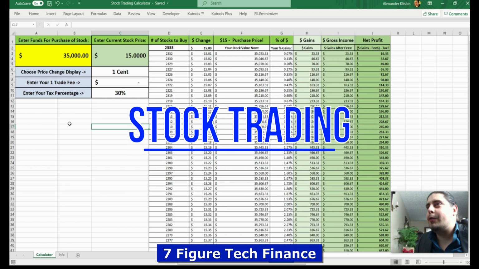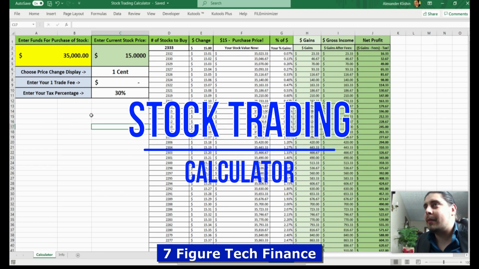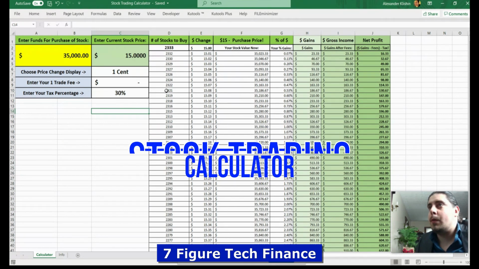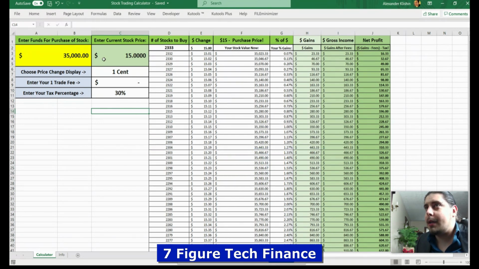Guys, I'm super excited to announce this custom advanced built Excel stock trading calculator that I developed myself with all the advanced formulas in order to allow me to understand which positions I should take in a very fast-paced environment. This number would be the number that you want to trade with.